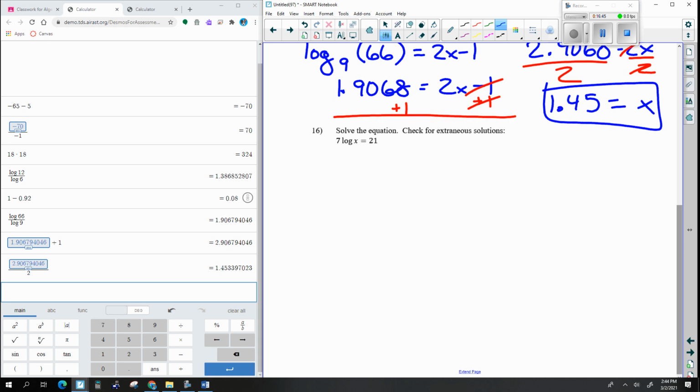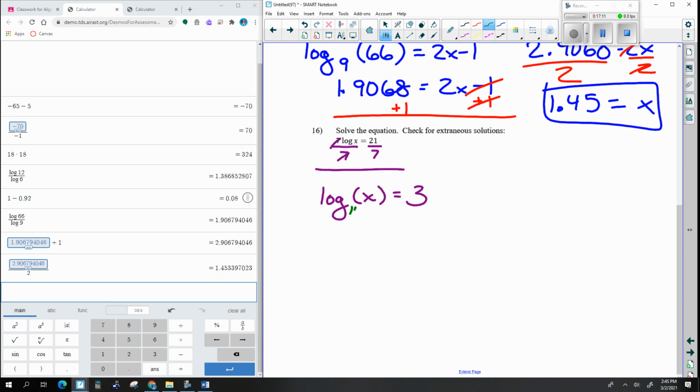Solve the equation. Get everything on the inside of that log. All right, so 7 is directly touching. That's going to go up as the exponent of that x. So, no, I know what I'm going to do. I'm going to simplify the process. I'm going to divide by 7. So log x is 3.